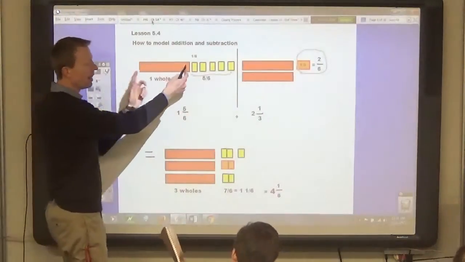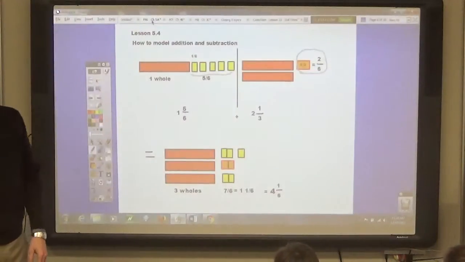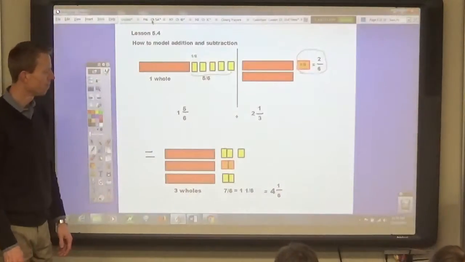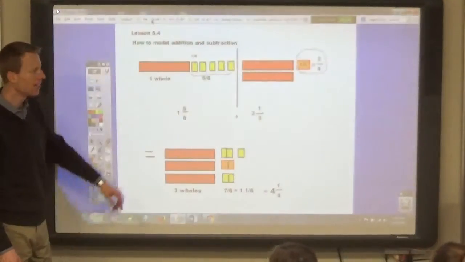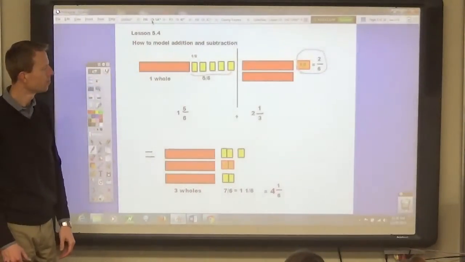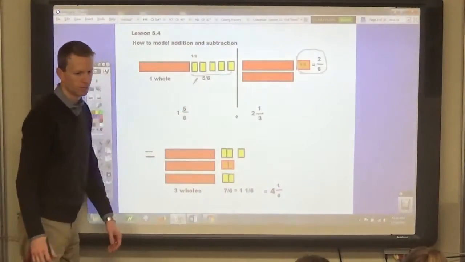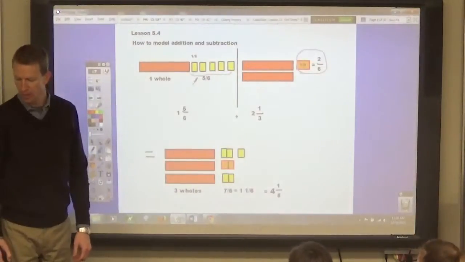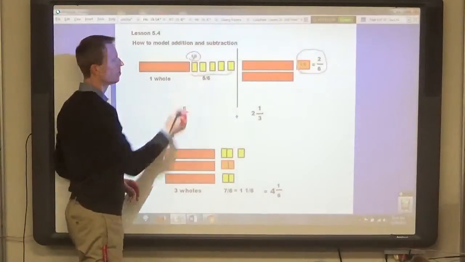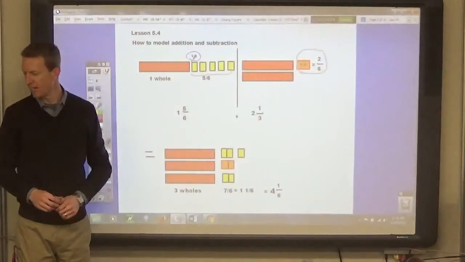I want you to draw a rectangle to represent a whole. Draw a rectangle. And then just write 1 on it. Okay? Then draw little boxes next to it and label one of them as 1/6.